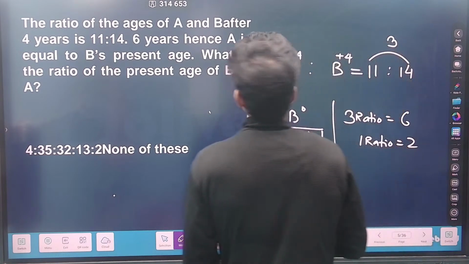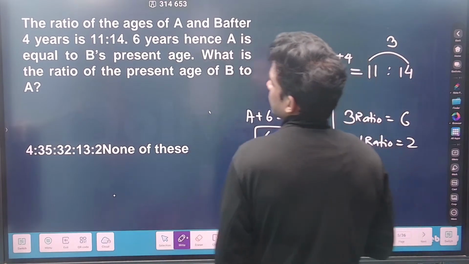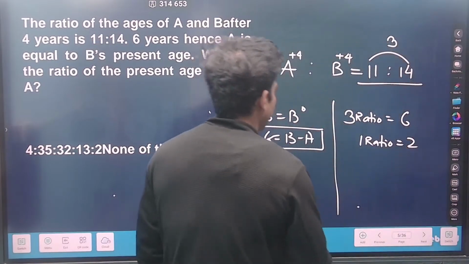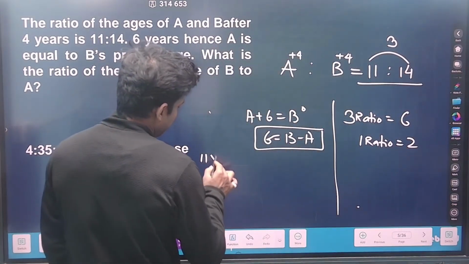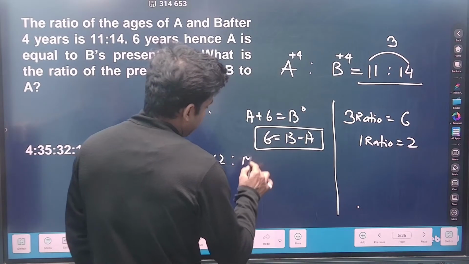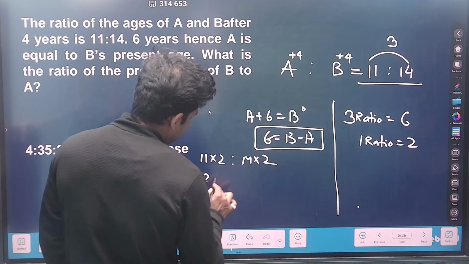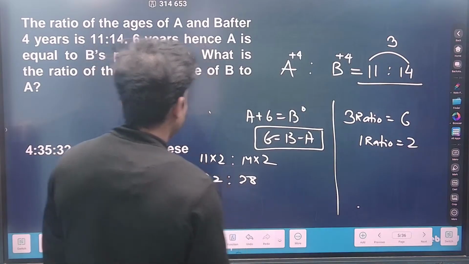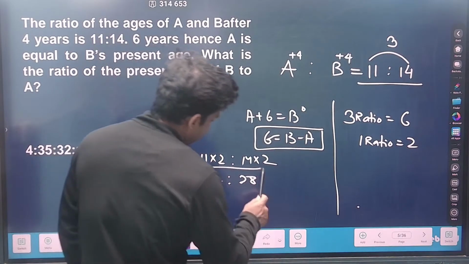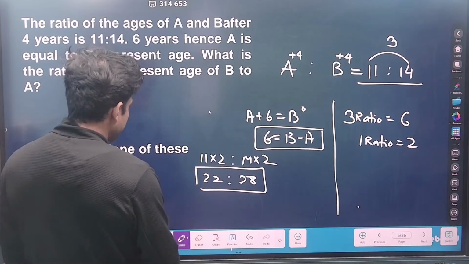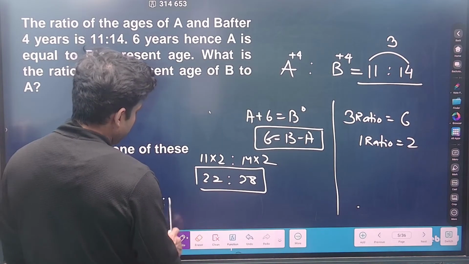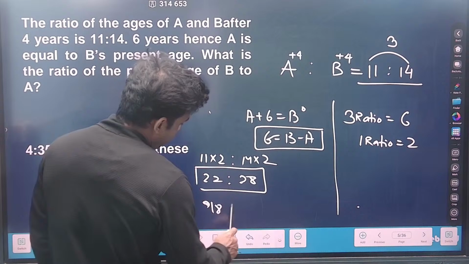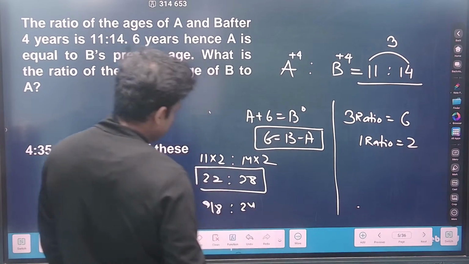If 1 ratio is 2, then I can get the ages from here, which is basically 11 into 2, 14 into 2. So I can say basically 22 is to 28. But this is the age 4 years hence. Now the present ages, A naught is to B naught, would be 4 less, which is 18 is to 24. Again, this is A is to B.